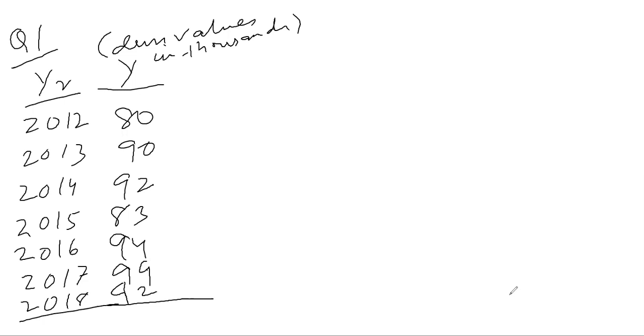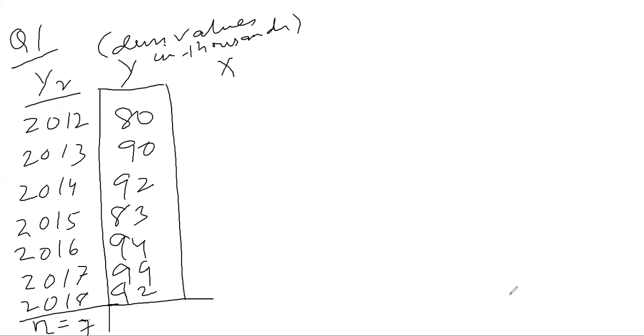Yes, ma'am. Okay. Now tell me what is your N. N is the number of years for which data is given. How many years data is given? 7. So your N is 7. Remember, we are finding all the terms for those two equations. We'll solve them simultaneously, so we need all the terms for those two equations. Now your X is the number of years.